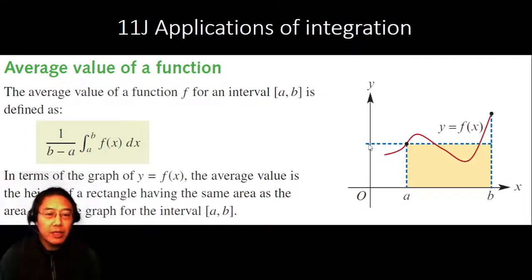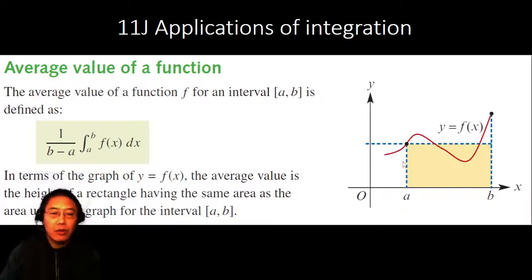And what it means is that now I have a rectangle defined by a and b and also by that average value. If I calculate the area of that rectangle, it will be exactly the same as the area of the rate curve over that interval.